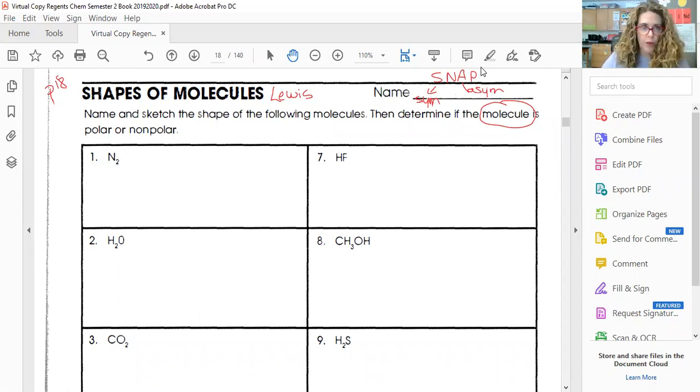So let's do our first one. We have to start with Lewis electron dot diagrams. We need to have our valence electrons. Nitrogen has 5 valence electrons. So I have 2 nitrogens, each with 5 valence electrons. I'm going to just draw my 2 nitrogens next to each other, and then 5 valence electrons. The first 2, 3, 4, and 5. 1, 2, 3, 4, and 5, right?